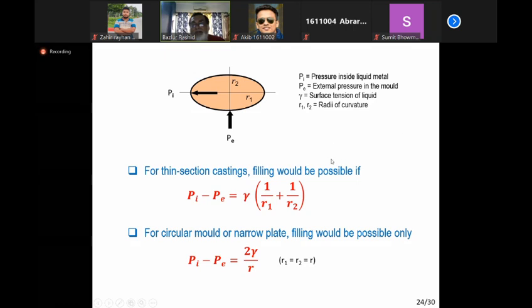For plate casting, in this direction R is infinity. In this direction, R is infinity. As a result, 1 by R is equal to 0. So we have only gamma by R. On the other hand, for a circular section, this is R, this is R. So we need 2R. That's why it is 2 gamma by R. So for plate casting, we have gamma by R. For circular casting, we have twice gamma by R. So it is double.